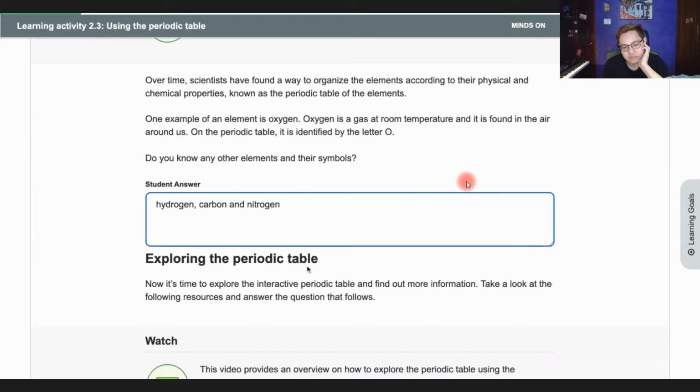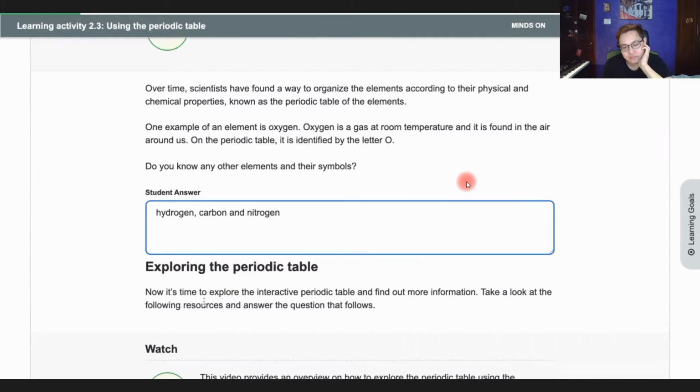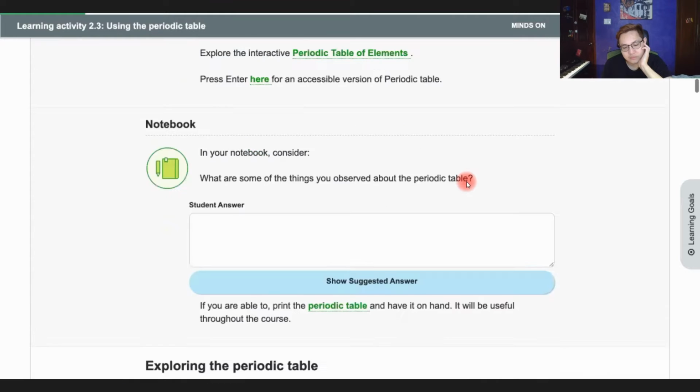Following the periodic table, now it's time to explore the interactive periodic table and find out more information. Take a look at the following resource and answer the questions that follow.